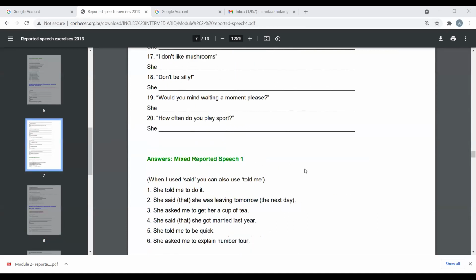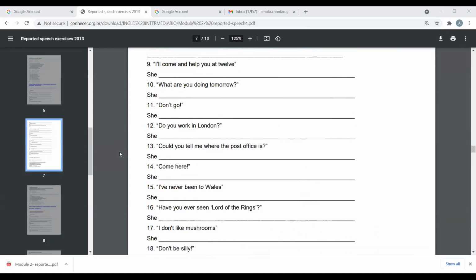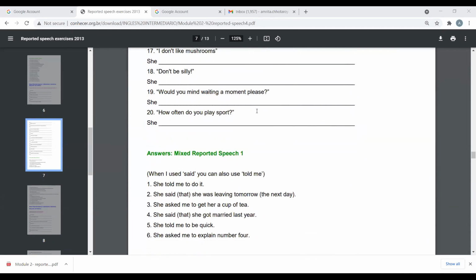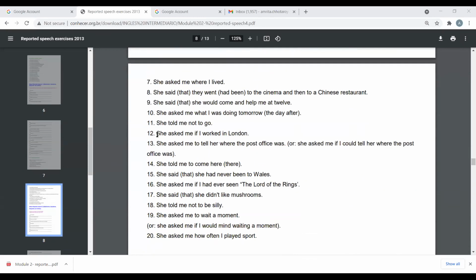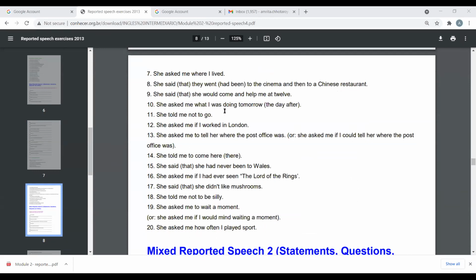Number 10. What was the question? What are you doing tomorrow? She asked me what I was doing the day after. Better if you write the day after. Okay. She asked me what I was doing the day after. Tomorrow becomes the day after.